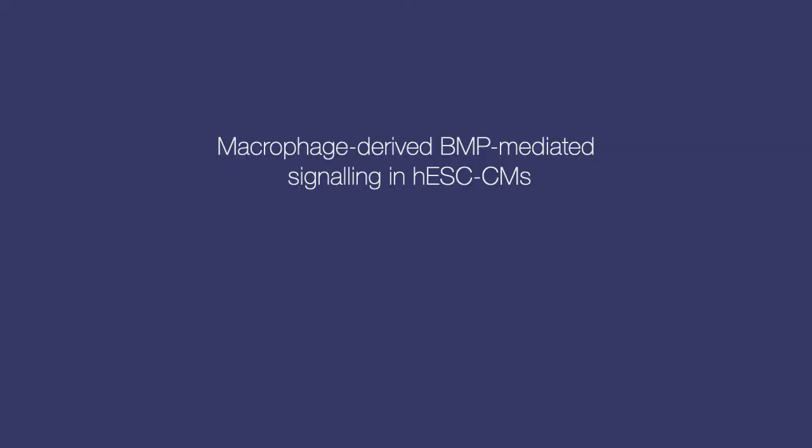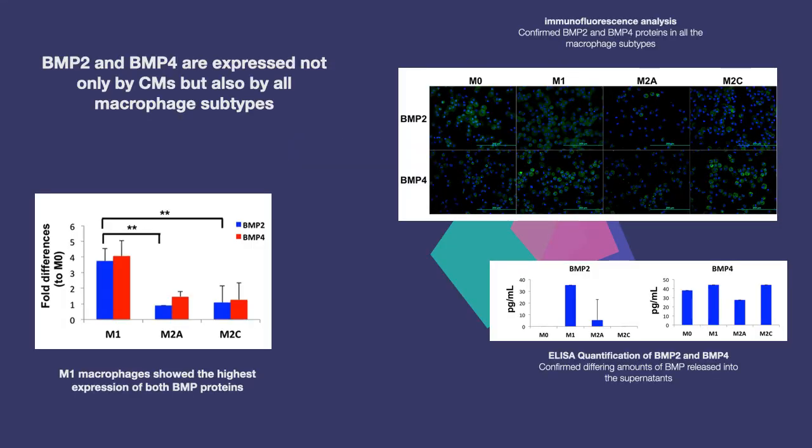Next, they set out to study the antithesis of what was previously done, where now they're looking at macrophage-derived BMP-mediated signaling in embryonic stem cell cardiomyocytes. So BMP2 and BMP4 are expressed not only by cardiomyocytes, but also by all of the macrophage subtypes studied. This was confirmed via immunofluorescence analysis in the top right corner, and was also quantified via ELISA.